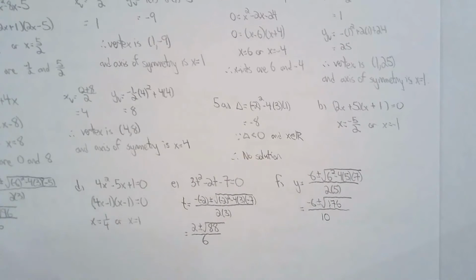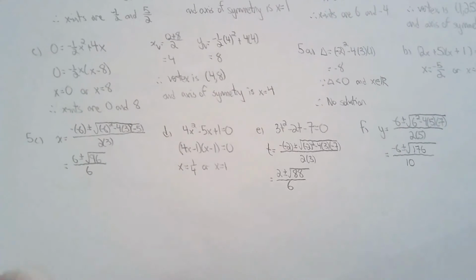B, you factor, you found the solution. 5C, quadratic formula. 5D was factorable, state the solution. 5E, it's not factorable, use the quadratic formula. 5F, you gotta use the quadratic formula.